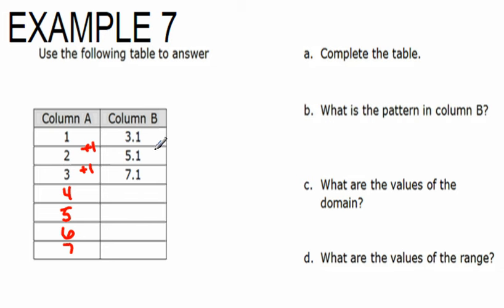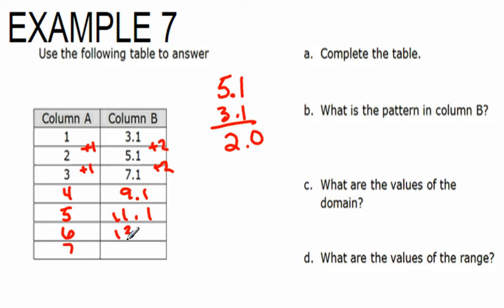Column B is not quite as simple. If I take those values, and I always take, let's say 5.1, and the number above it, 3.1, we get a difference of 2. Now, going from 3.1 to 5.1, are we adding 2 or subtracting 2? We are adding 2. So each time we're going to add 2. So that will give us 9.1 and 11.1 and 13.1 and 15.1.